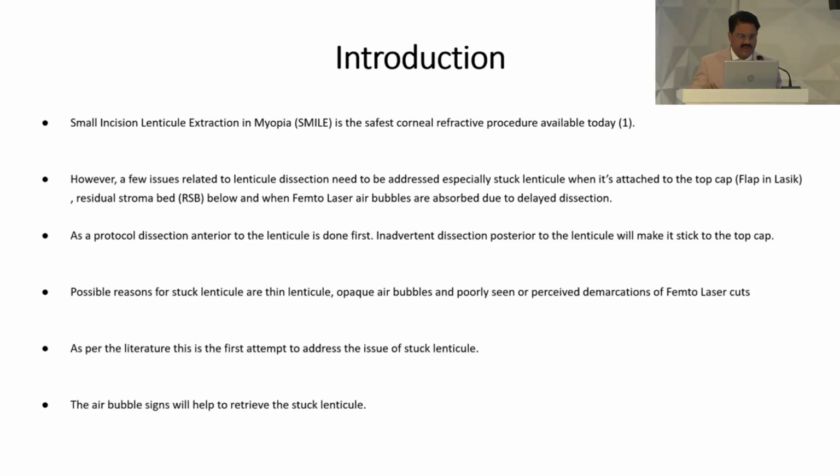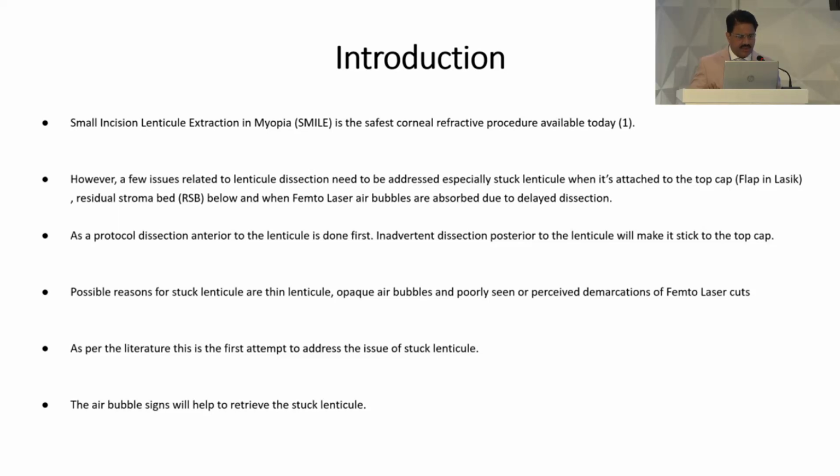Small incision lenticule extraction in myopia is the safest corneal refractive procedure available today. However, a few issues related to the lenticule dissection need to be addressed, especially a stuck lenticule, when it is attached to the top cap, residual stromal bed, or femtolaser air bubbles if they are absorbed due to delayed dissection.